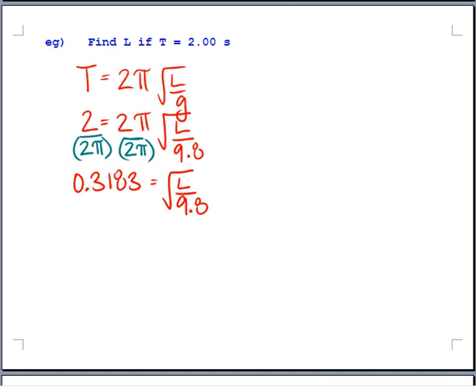Now you could go ahead and square both sides. By squaring the right-hand side, that's going to cancel out with the square root. I'm actually just going to leave that as 0.3183 squared, instead of figuring out what it is. Let my calculator do it at the end. And then we're simply going to multiply by 9.8. And that's going to give us a length in meters.